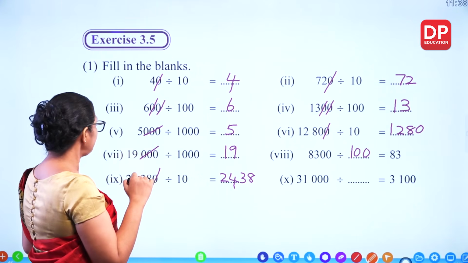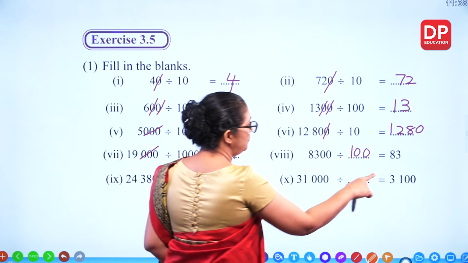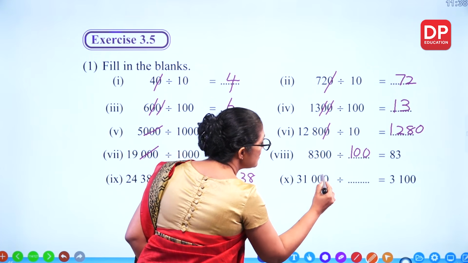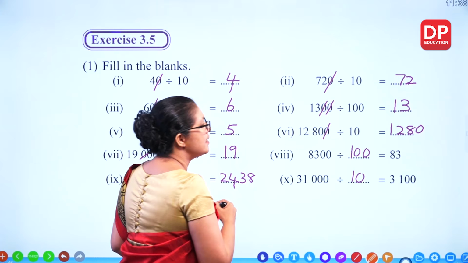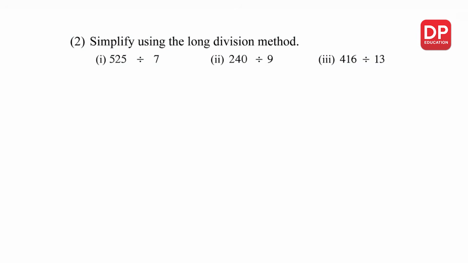2438. Then the answer is 3100. That means 1 0 cross out. So divide by 10. Question number 2. Simplify using the long division method.